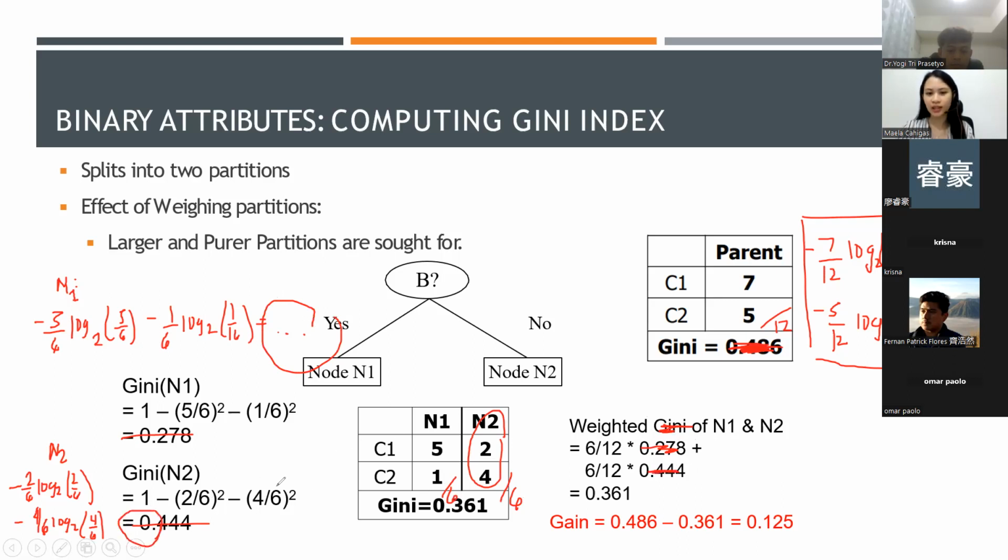So Gini N2. And then in the end, we just have to follow the same formula: the parent entropy index minus the offspring index. And that's how you can find the gain. So similar to the Gini index, if we're looking for the gain or the best attribute split, then we have to find the highest value of the gain.